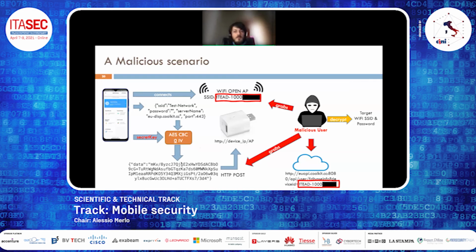He could eavesdrop on the configuration message, and although it is encrypted, he will be able to decrypt it by querying the remote API endpoint, the cloud service, by himself, with the device ID that he took from the SSID. As a result, he will be able to decrypt this data payload and extract the target Wi-Fi SSID and password. Then he will be able to compromise the entire Wi-Fi network of the final customer.